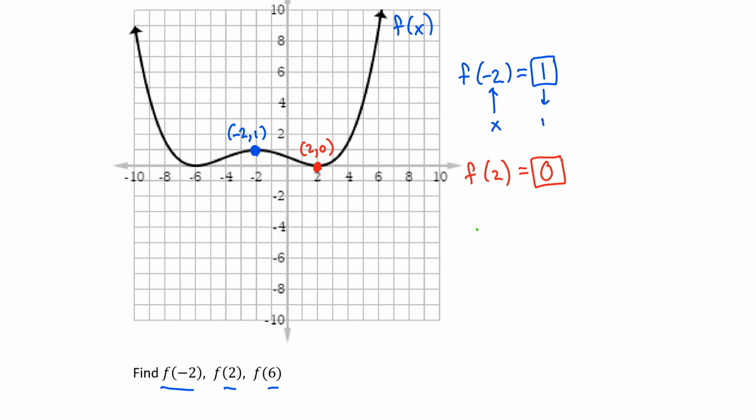Let's finish with one last evaluation, f of 6. That means I want to find the point on the graph with an x value of 6. And I want to observe its corresponding y value. So the ordered pair of this point, x is 6, y is 9. Therefore, you tell me, what is f of 6? I'm going to assume that you are correct, and you said 9. Good job.